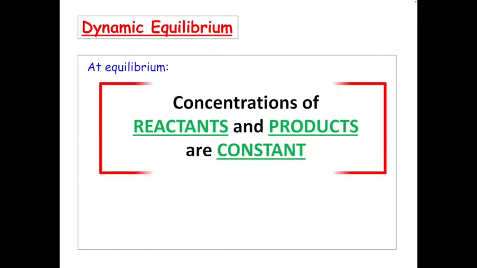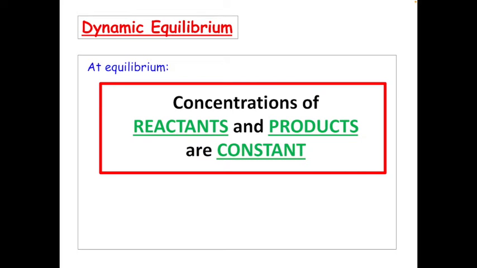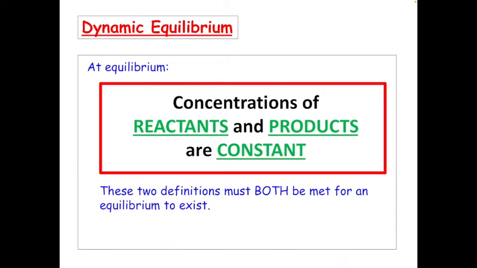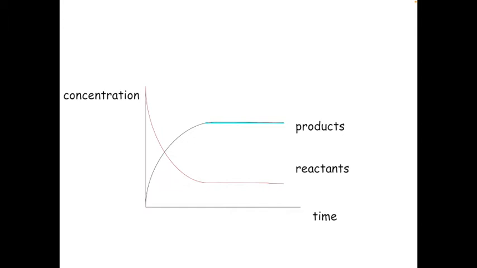At equilibrium, as well as the rates being the same, the concentrations of the products and the reactants are constant. Now that doesn't mean the same, it just means that they're not going to change. So they're not going to be the same as each other, they're just not going to change. So these two conditions must be met for an equilibrium to exist: the rates need to be the same, and the concentrations need to remain constant. And I'm going to show you what that would look like on a graph just now.